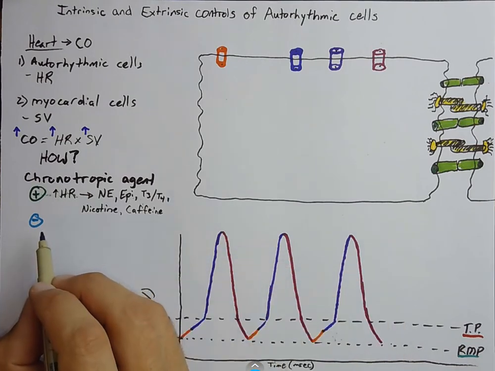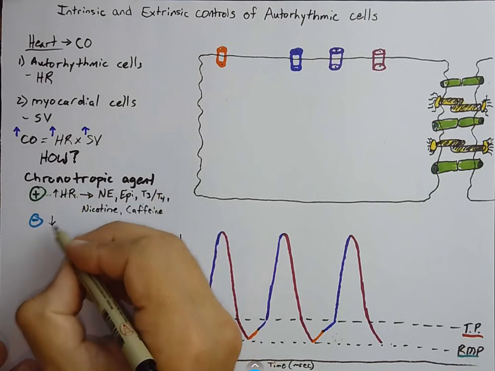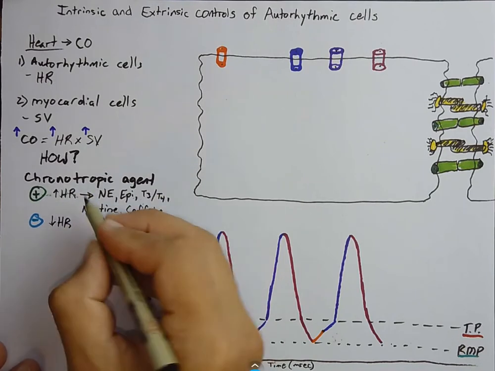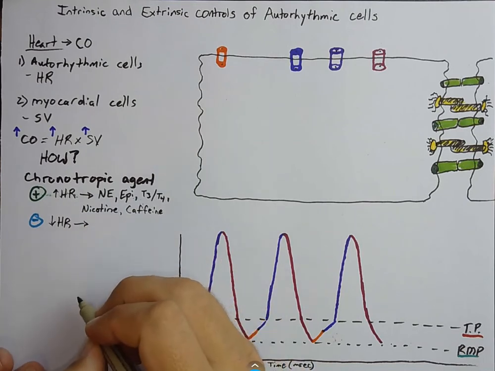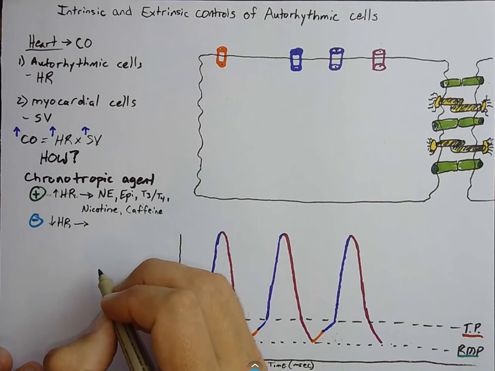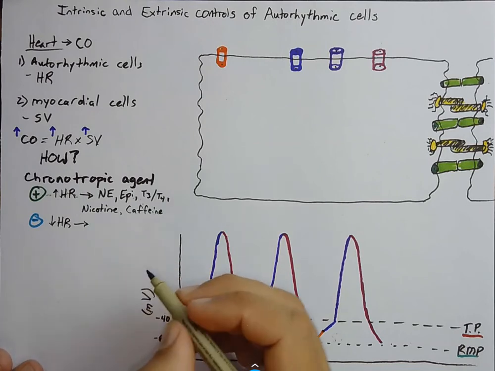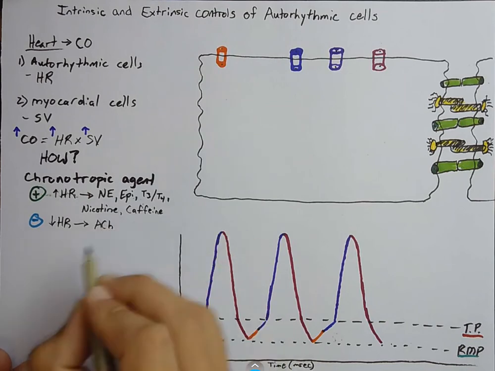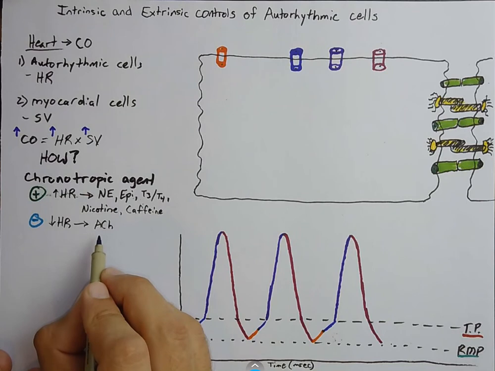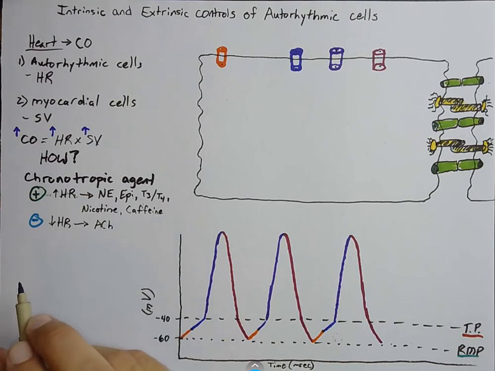Negative chronotropes, what are they going to do to the heart rate? They're going to decrease the heart rate, right? They're going to do the opposite. And hopefully you guys can already start to think of the most common negative chronotrope in the human body, and that's going to be related to the parasympathetic nervous system, right? And that's going to be acetylcholine. So acetylcholine is going to be the major neurotransmitter released by the parasympathetic nervous system for rest and digest.